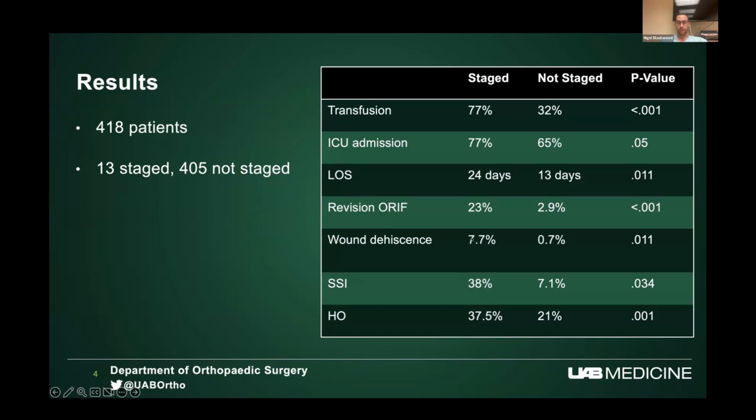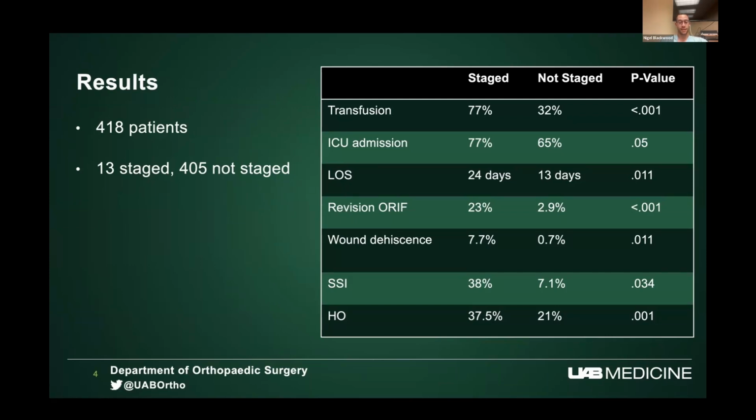As far as results go, staged cases required more transfusions, ICU admissions, and revision surgeries, and also had longer lengths of stay, higher incidence of wound dehiscence, surgical site infection, and heterotopic ossification. And this is the formation of bone in non-bone tissue and can lead to loss of range of motion, pain, and skin lesions as well. So given these differences in outcomes, we recommend judicious use of staged intervention for these types of fractures.